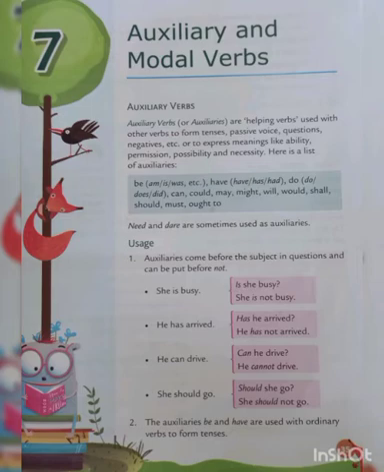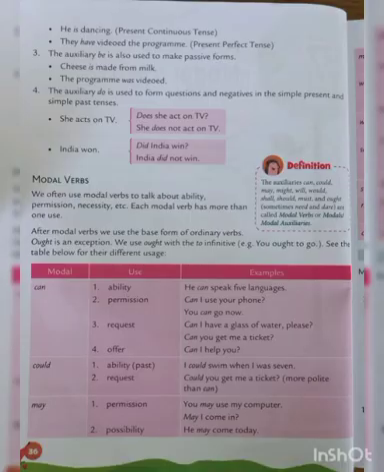Auxiliaries come before the subject in questions and can be put before not. Now, second: the auxiliaries be and have are used with ordinary verbs to form tenses. The forms of be and have we use with ordinary verbs to form tenses. You can see the examples in your book. She is dancing. Here the auxiliary verb is, but it is forming the present continuous tense, because the ing form of dance is written, dancing, that is why it is present continuous tense.